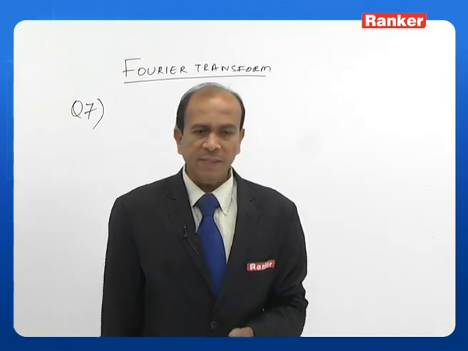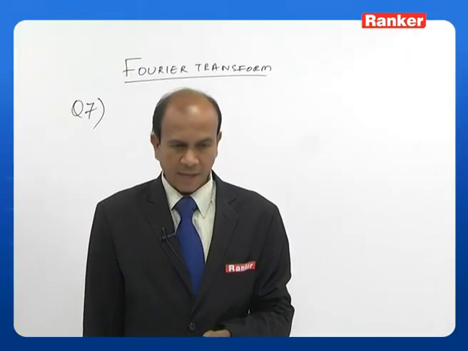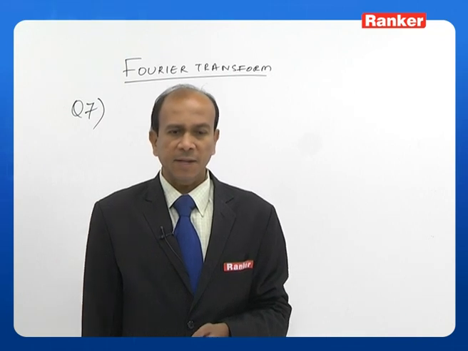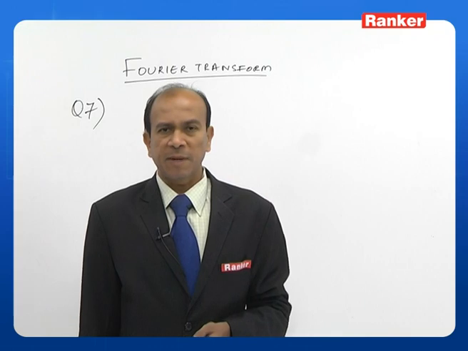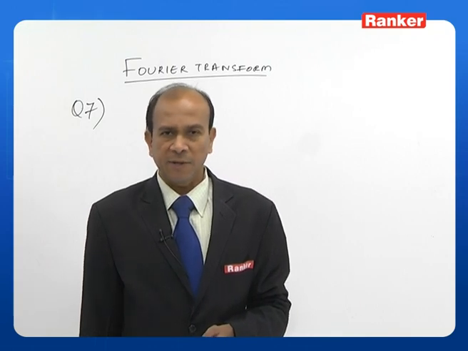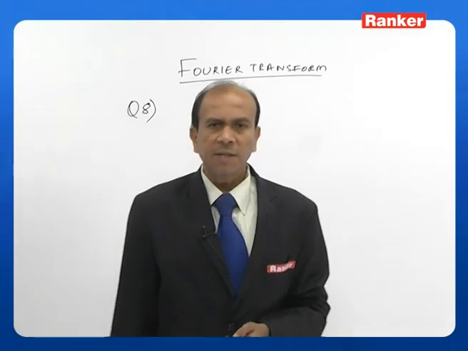Okay, the next question is the 7th question. It talks about the spectra of non-periodic signals: are they continuous or discrete, independent, or none? Let us see the answer. The answer is continuous. That means whenever we have a non-periodic signal, the spectrum will be a continuous spectrum. So the answer is A, that is continuous.